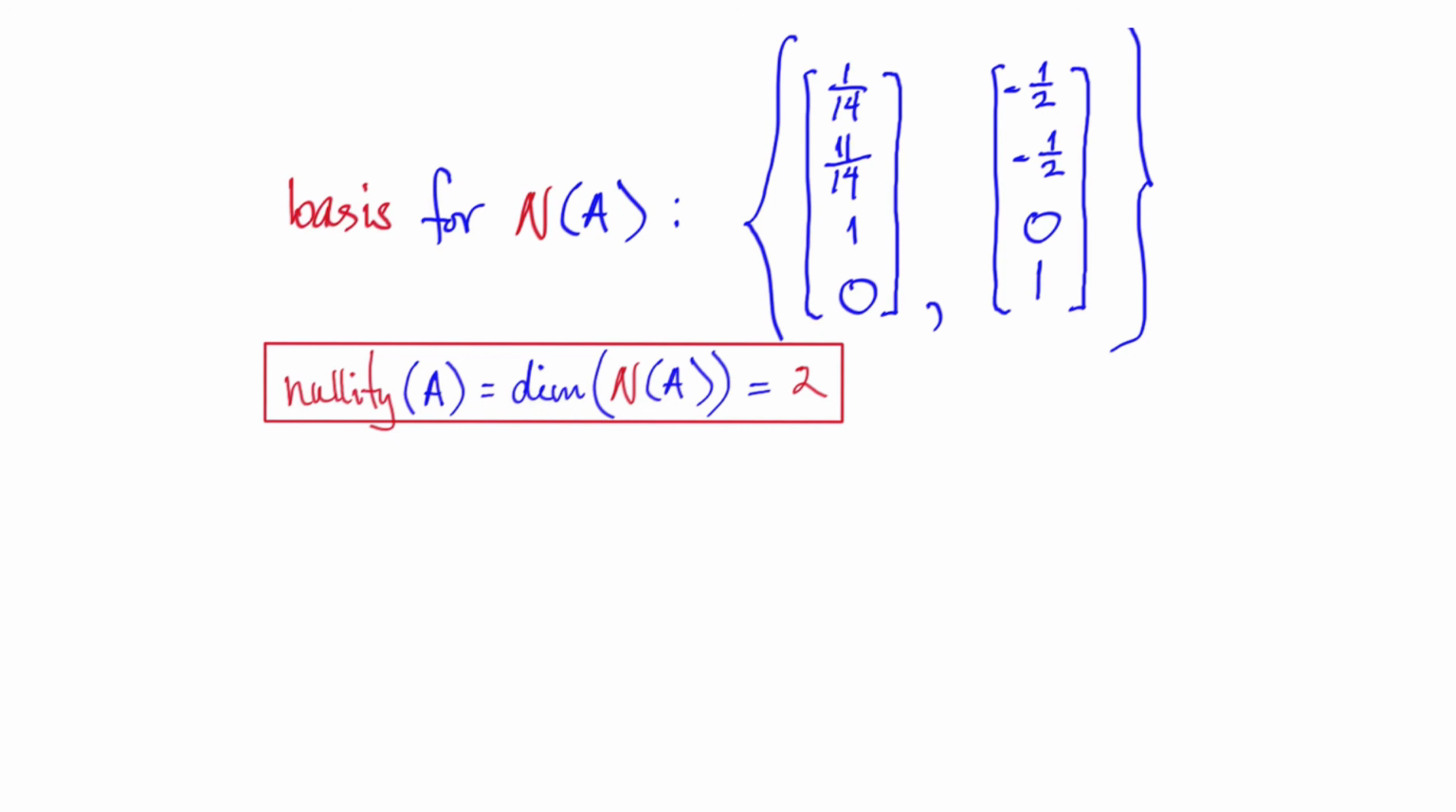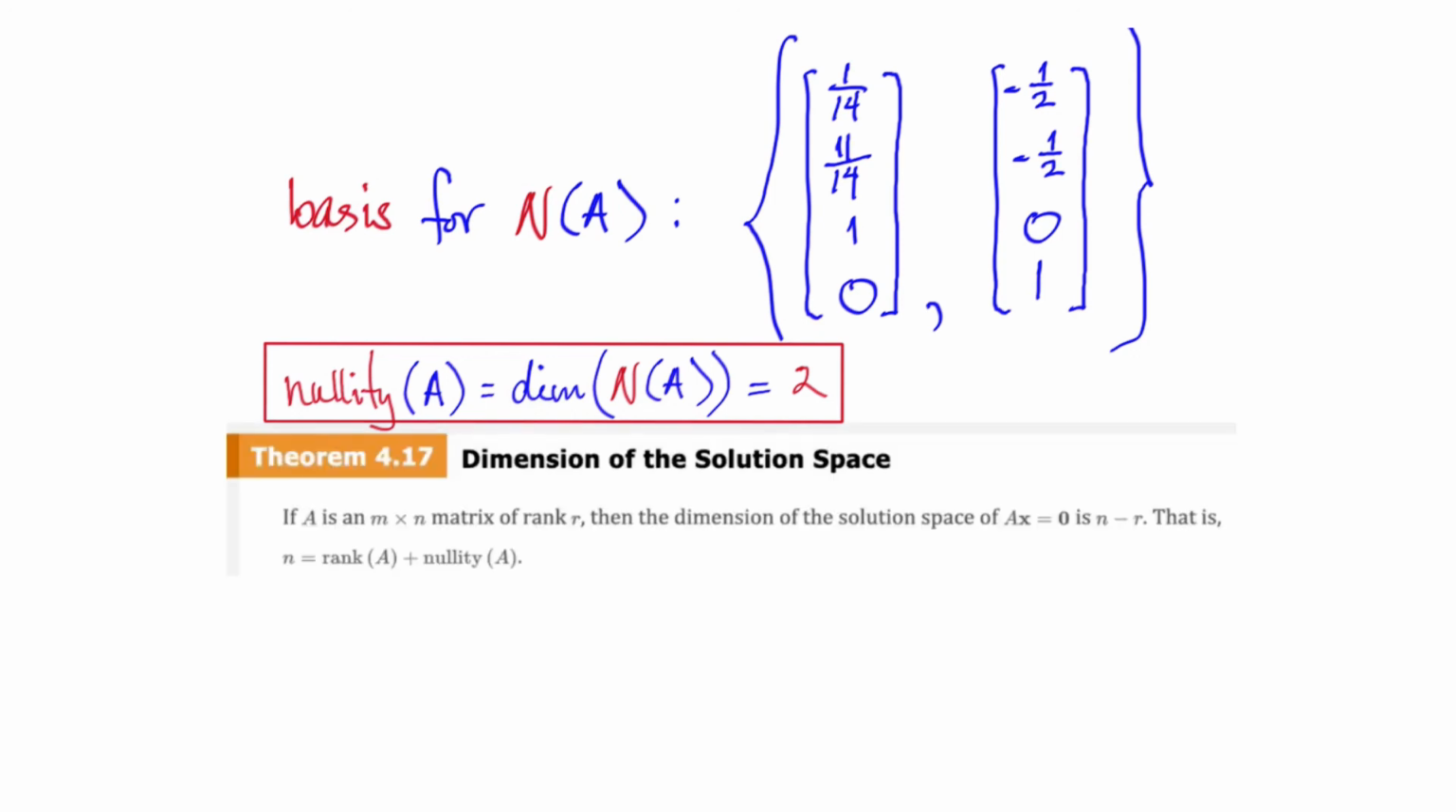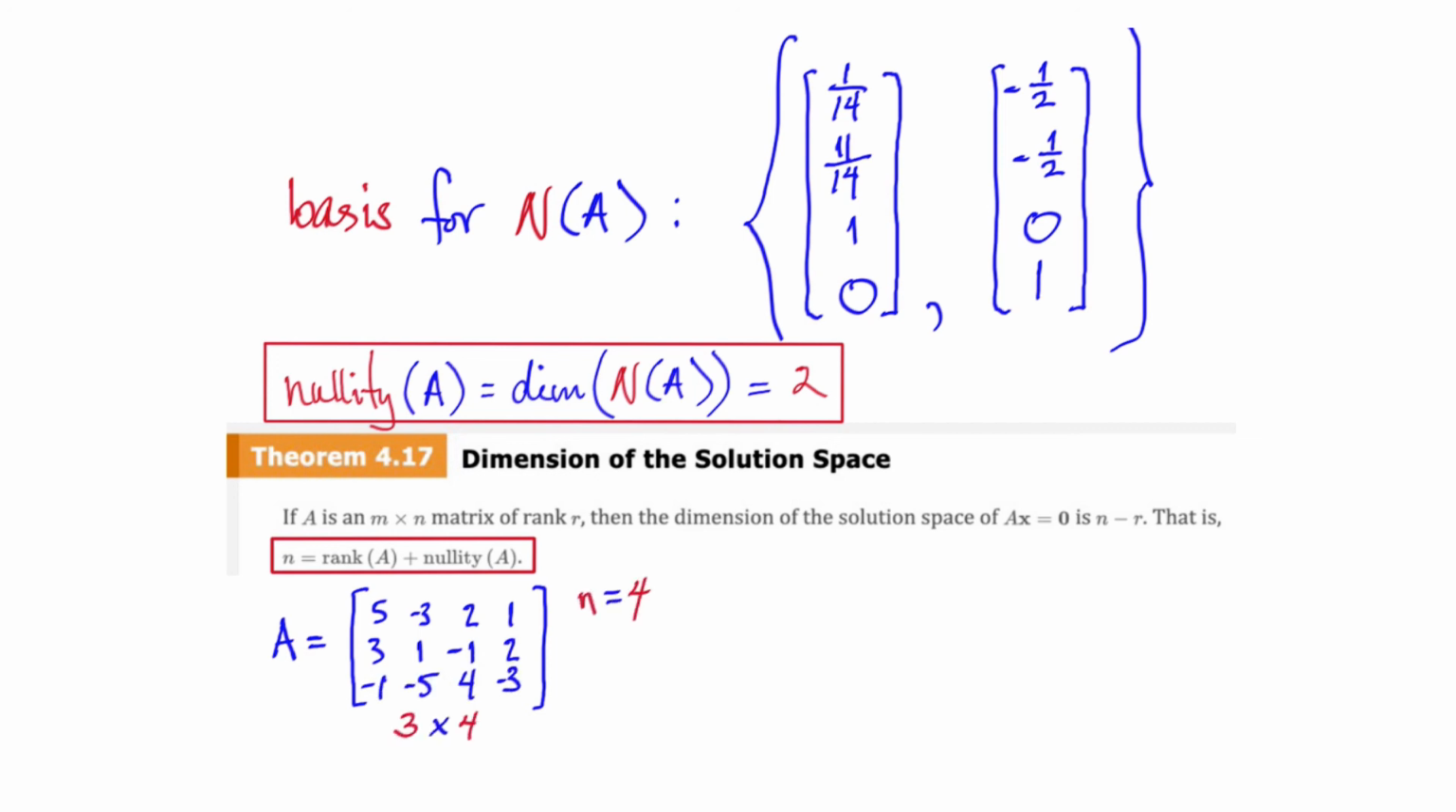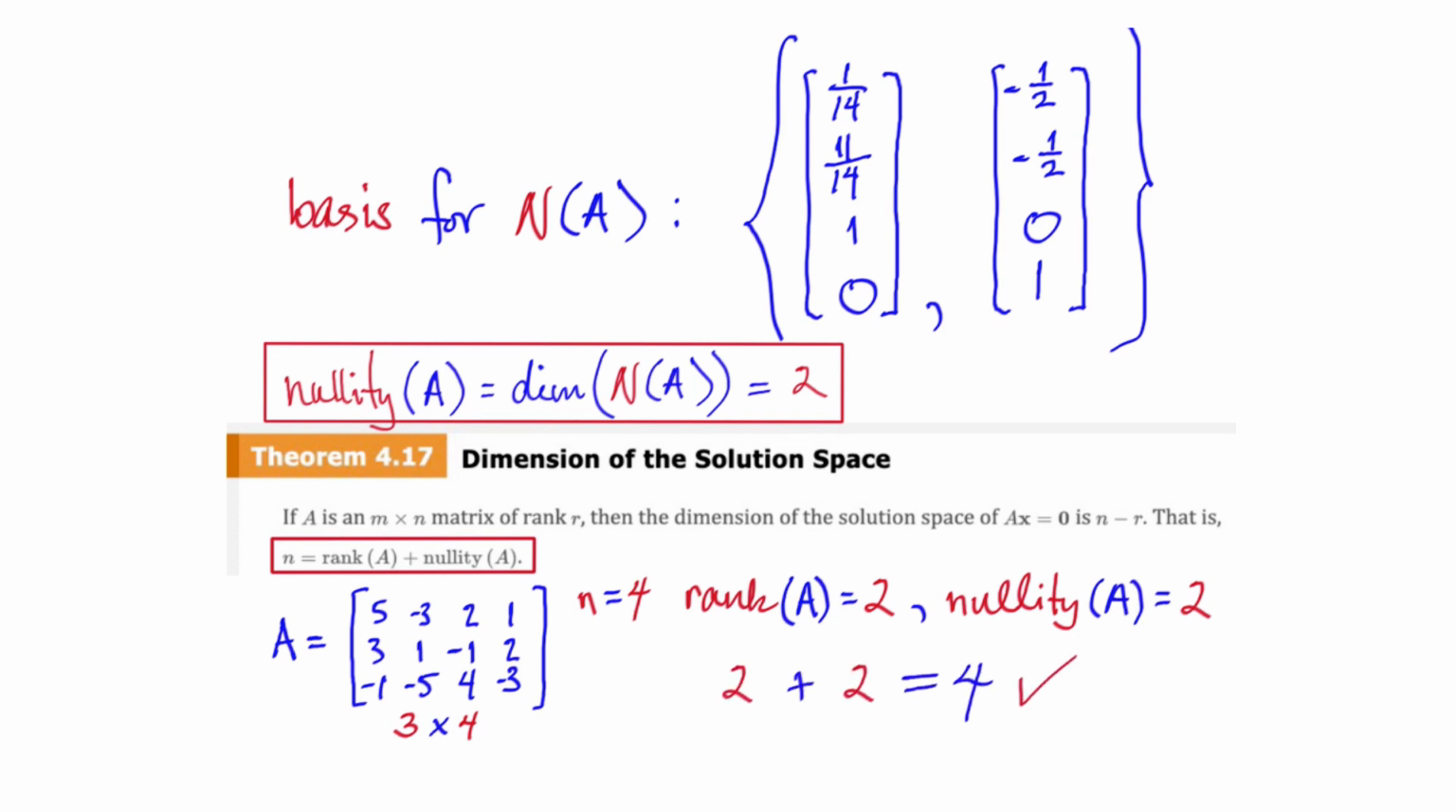Remember, we found the rank to be 2. We have a theorem that says if A is an m by n matrix, then n is just the rank of A plus the nullity of A. So our matrix A was a 3 by 4 matrix, so m was 3, but n was 4, and we found that the rank was 2, the nullity was 2, and this theorem tells us that 2 plus 2 better be equal to 4, and it is.